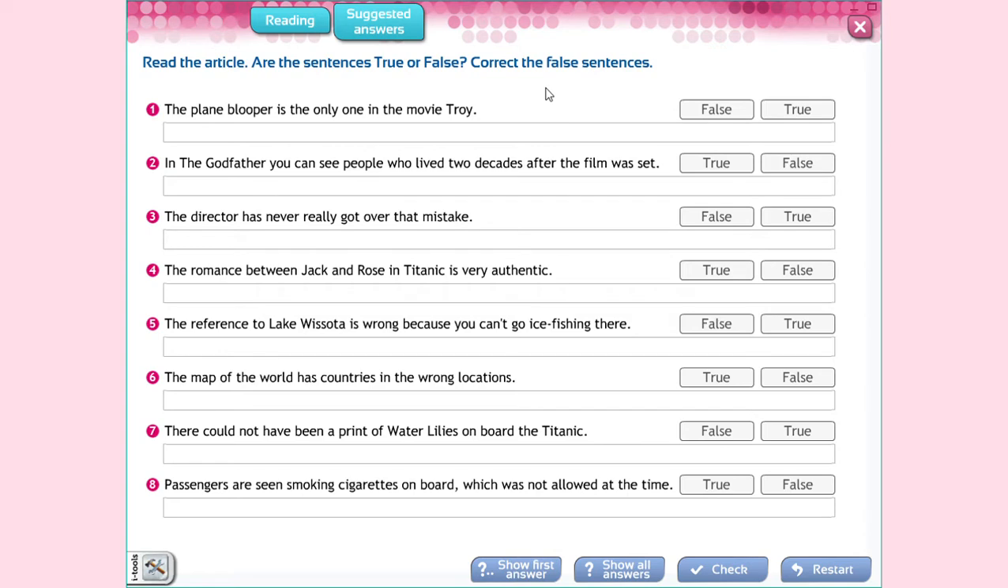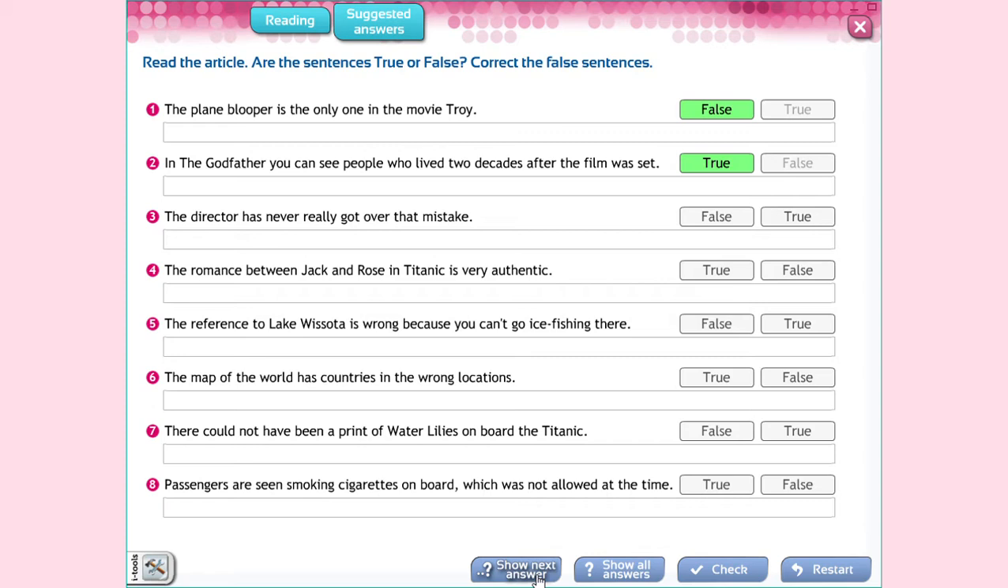So let's start with number 1. The plane blooper is the only one in the movie Troy. Is it true or false? What do you think of that? Yeah, it is false. What about number 2? In The Godfather, you can see people who live in 2 decades after the film was set. And this is very true. They saw a couple of hippies walking around, right?